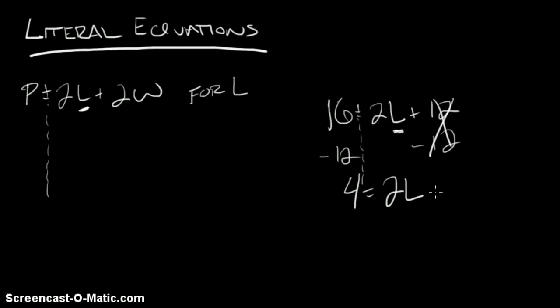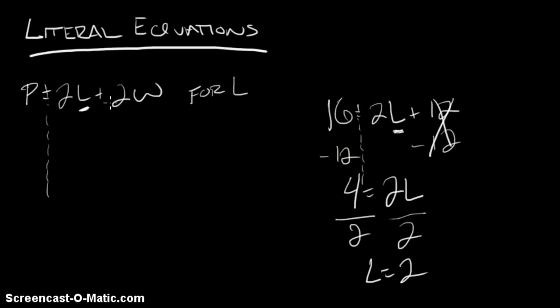Now the last step here, and I'm doing this just to give you an idea of how we're going to solve this problem. It's 2 times L, so I'm going to divide by 2. Remember that multiplying and dividing is always the last step. So this is L equals 2. This is a normal equation that we've been solving for the last couple weeks. Now I want to apply what we did here to our literal equation right here.